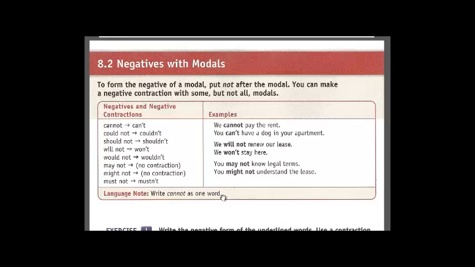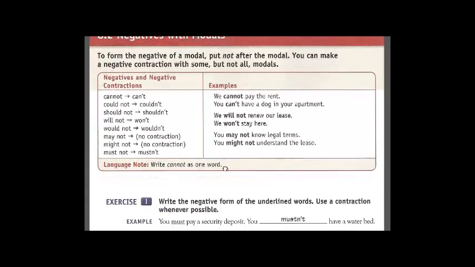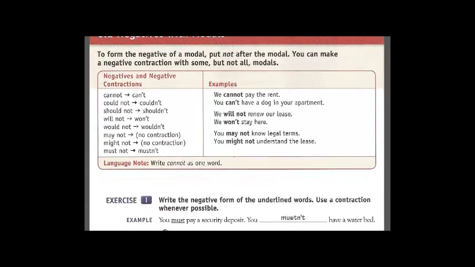Alright, so now why don't you do exercise number 1. Write the negative form of the underlined words. Use contraction whenever possible. So here is an example. You must pay a security deposit. You mustn't have a water bed. Fill in the blanks with the appropriate words. Go ahead and stop the video, and when you're ready to check your answers, just press play again, and we'll continue the video and you'll be able to see the answers.